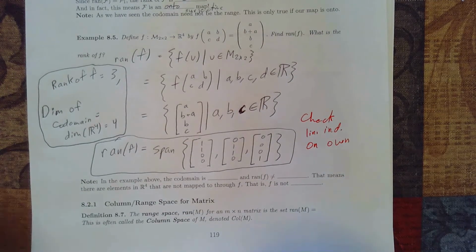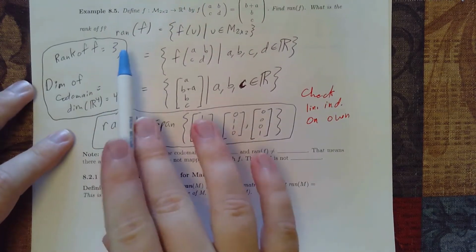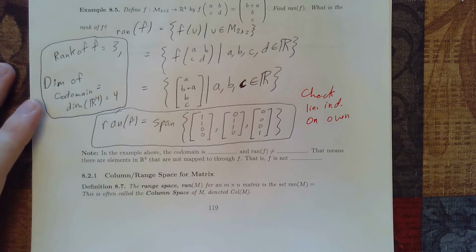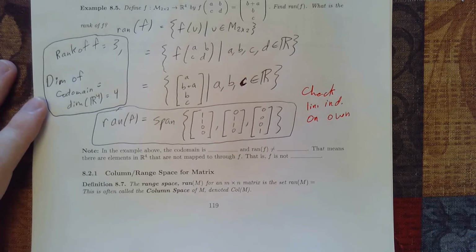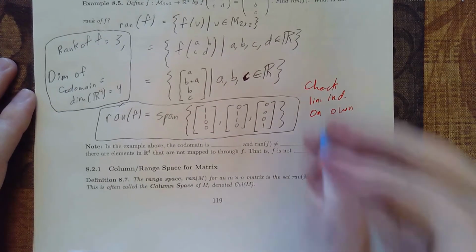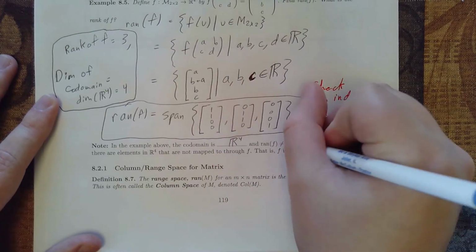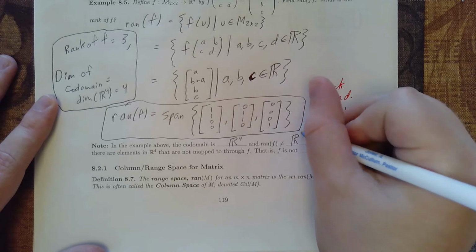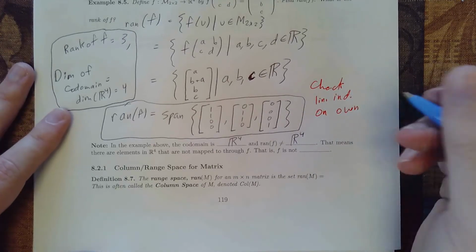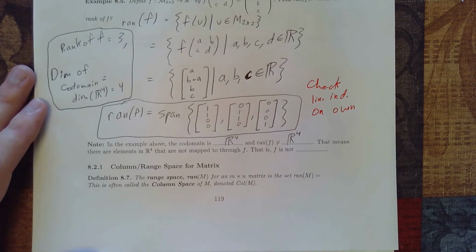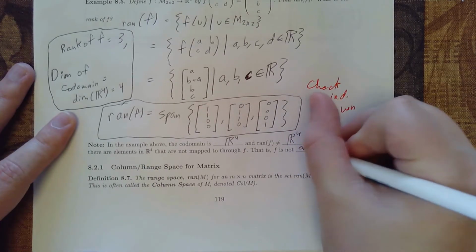And so notice here that we do not have a rank equal to the dimension of our codomain this time. That will come up a little bit in the future. Here our codomain is R4, and the range space was not equal to our codomain. So what that means is that we don't have every element in R4 mapped to by our function. So that means we're not onto.